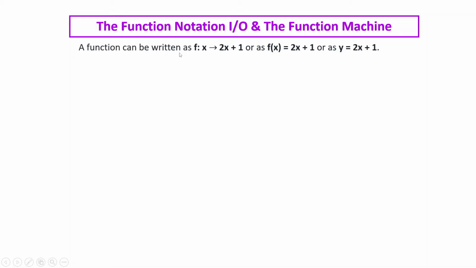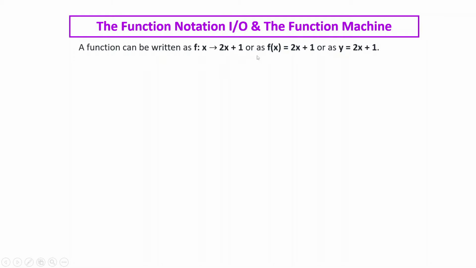A function can be written as f: x → 2x + 1. f is the name of the function. We'll be coming to this f part in detail later on today in this very session. You can have some other expression over here. In place of x, you can have some other letter, and in place of f also, you can have some other letter. We'll be knowing about the meaning of these things very soon.